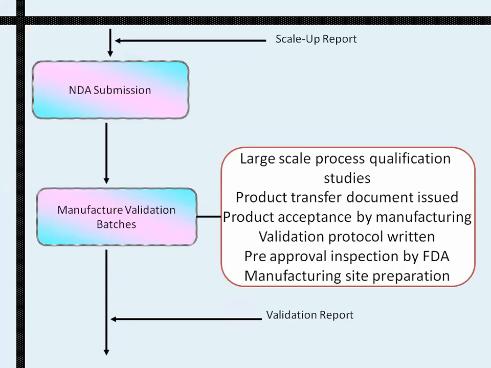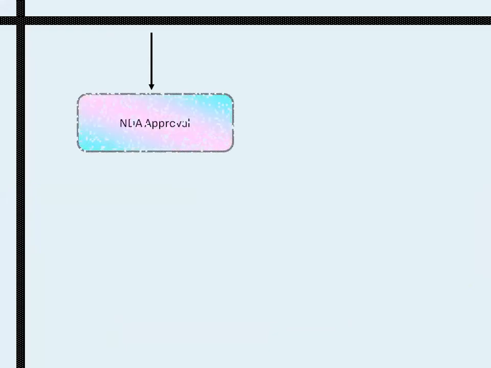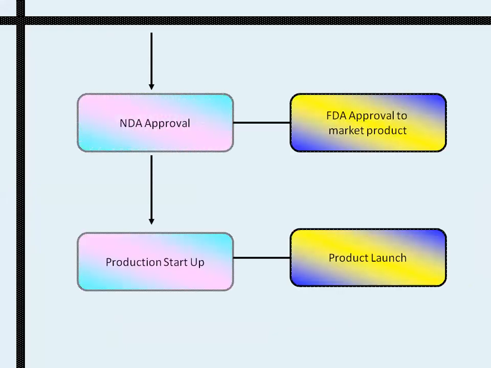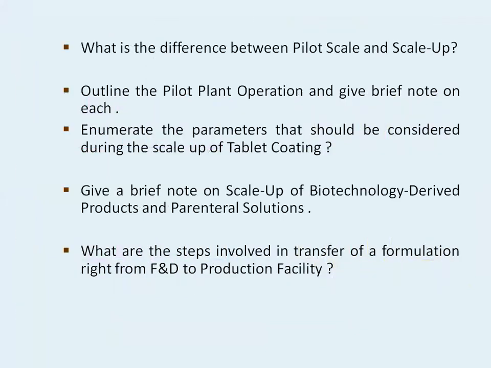FDA approves. We have CDSCO in India, in the US they have the FDA. Then there is the manufacturing validation. All these records will be given to that licensing authority. After that, the product goes into the market. We go with the production startup. All these in a nutshell are the process for the development of the products.